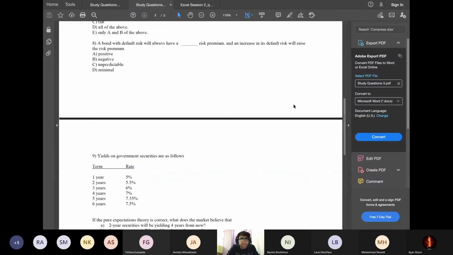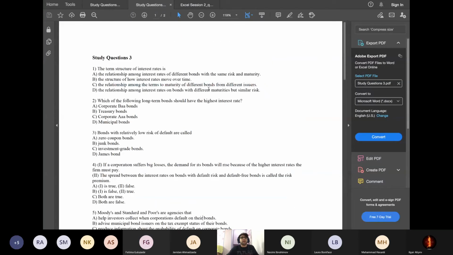Okay. Let's start with study question 3. The term structure of interest rates is the relationship among interest rates of different bonds with the same risk and maturity. That's not correct.